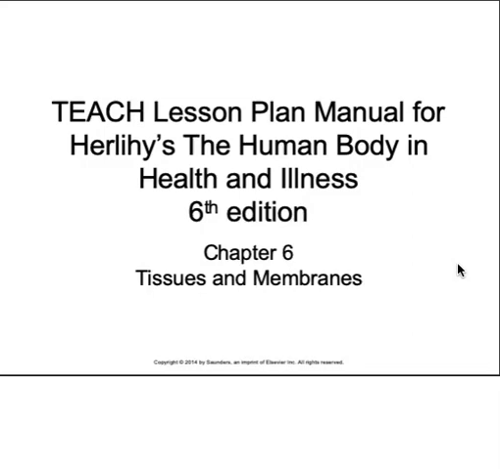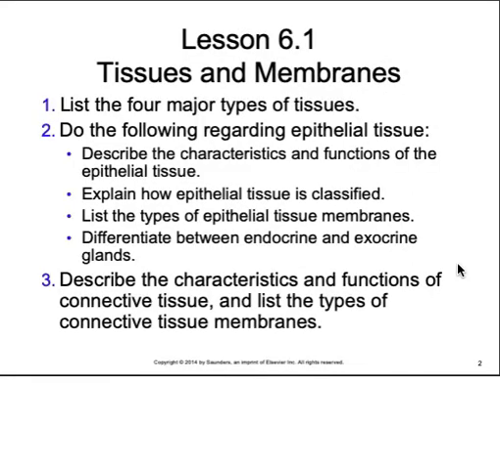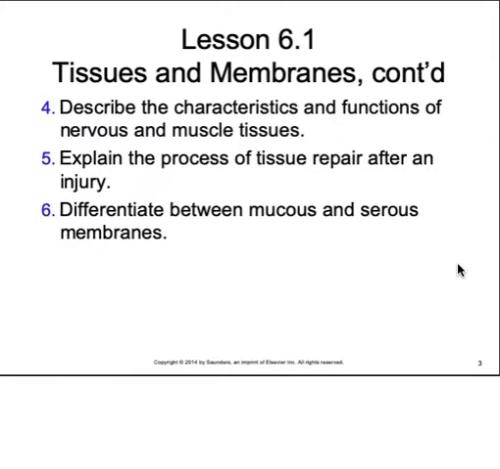Okay, so this begins Chapter 6 on tissues and membranes. We're going to talk about the four major kinds of tissues, and we're going to talk about how we can recognize them under the microscope and what it is they do in the human body. Okay? We'll also talk a little bit about what membranes are and what types of membranes there are in the body and where they're found and what they do.